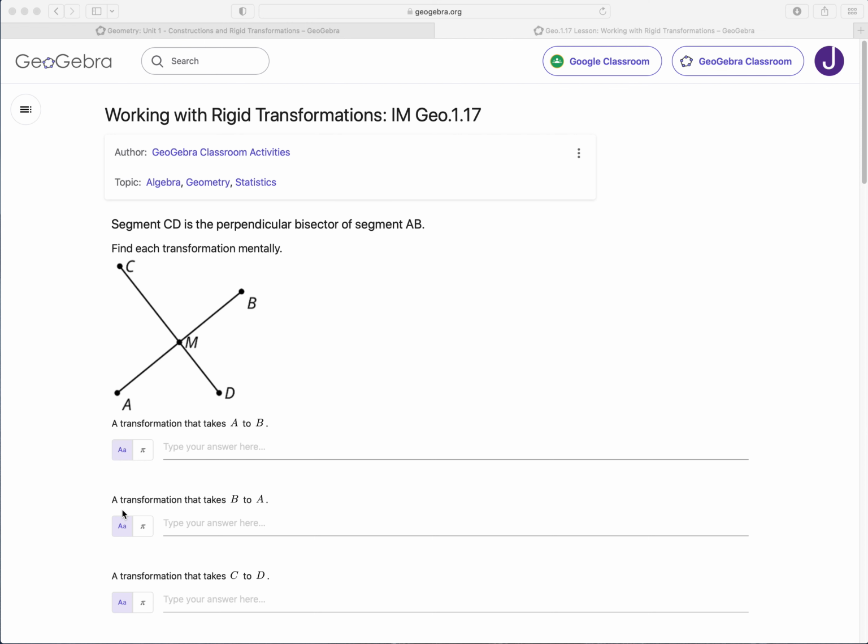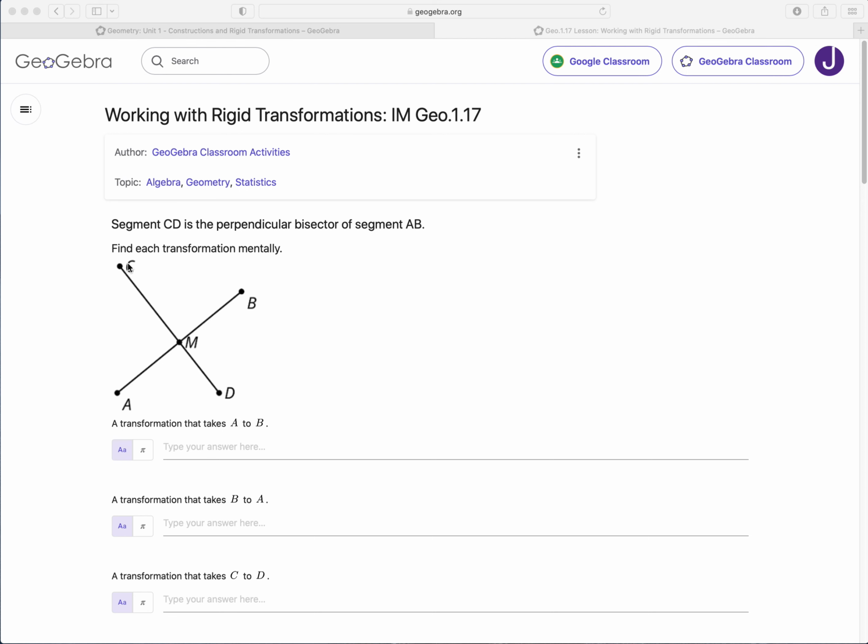All right, so then it says a transformation that takes B to A. Well, since we already did a rotation, why don't we do a reflection? We could do a reflection across CD, and that would land on A. If B reflected across CD, our line of reflection, then B would land on A. Cool. All right, a transformation that takes C to D.